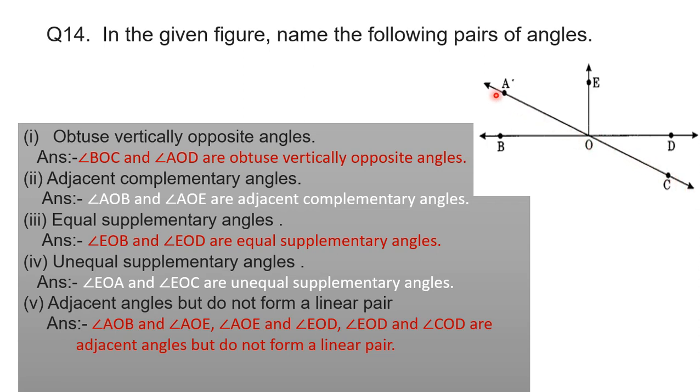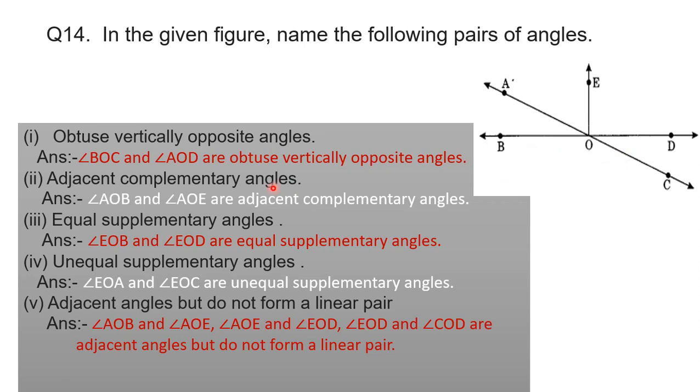See, angle BOC, these are AC and BD. Now imagine only the lines AC and BD, they are forming an X. So the vertically opposite angles are this one, AOD, and the angle BOC, and they are obtuse angles also. Vertically opposite obtuse angles.